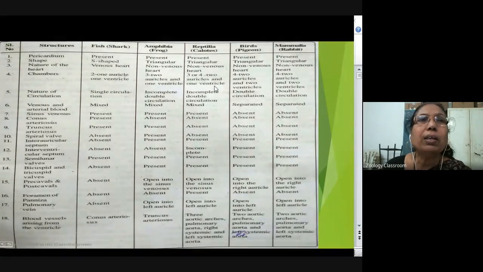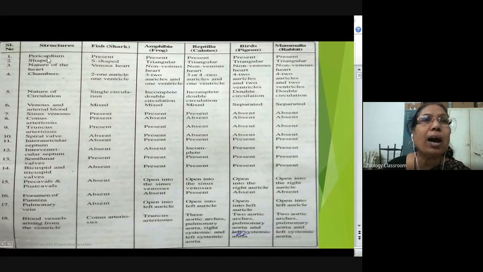In all animals, or in the chordates, the pericardium is present. So the heart is protected inside the pericardium. In there is also pericardial fluid. So first, in fish, the pericardium is present; in amphibia present, bird, mammal, this way.